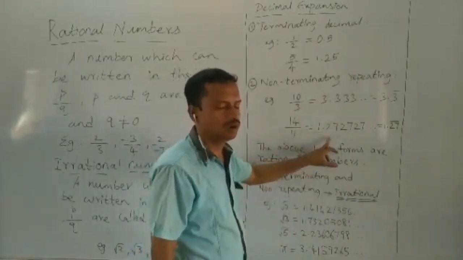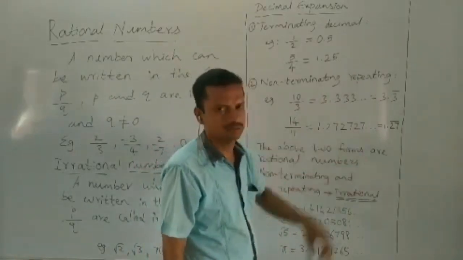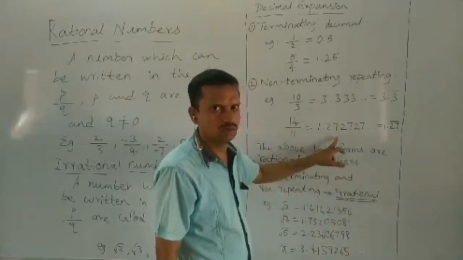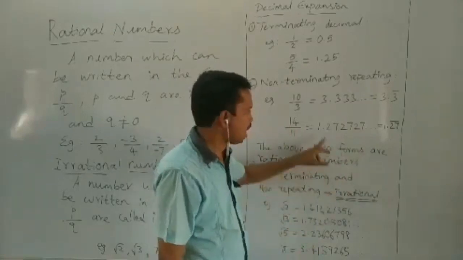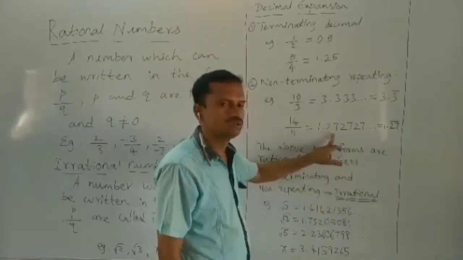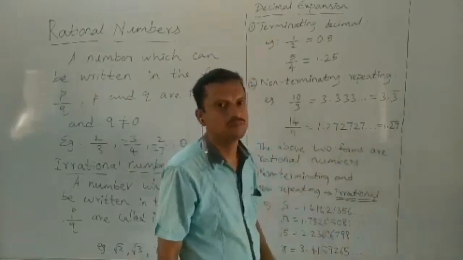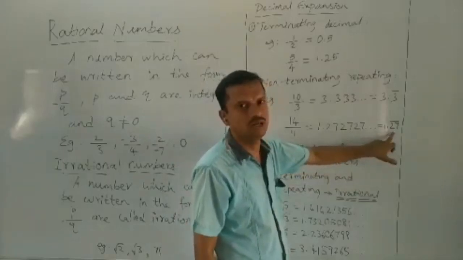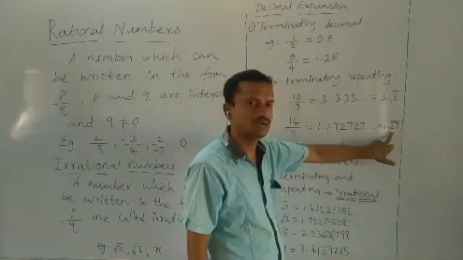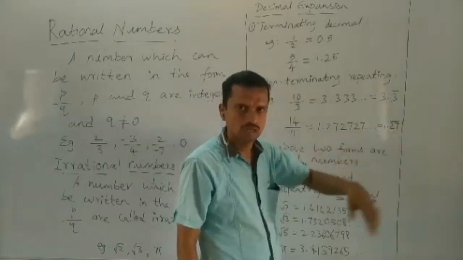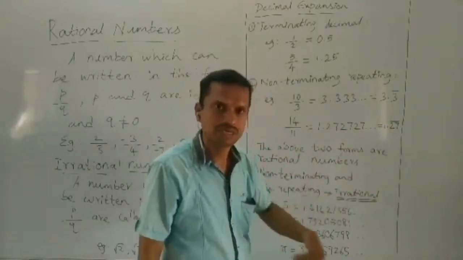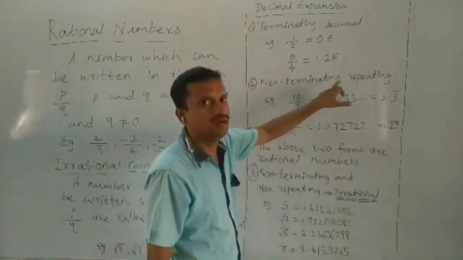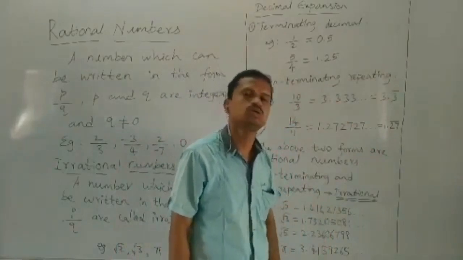3.3333, etc. And another example, 14 by 11. The answer is 1.272727. When you divide 14 by 11, you get 1.272727. That means what? After the point, two digits are repeating. So, etc. In short, you can write this as 1.27 bar. That bar represents that under the bar, two digits are there. So, it means two digits are repeating. So, 1.272727. So, that means what? Non-terminating but repeating. Another word for repeating you can use is recurring.